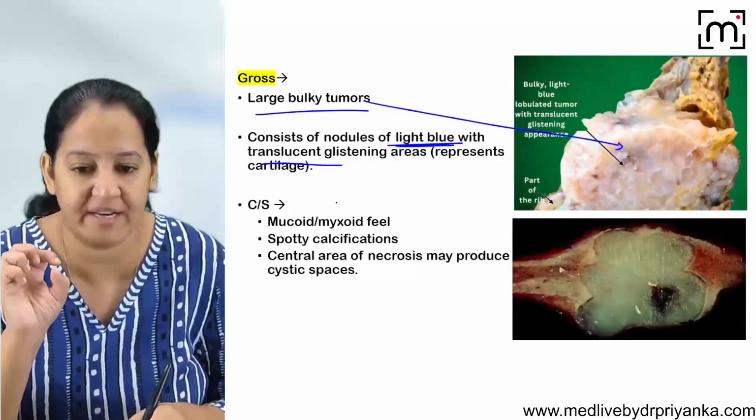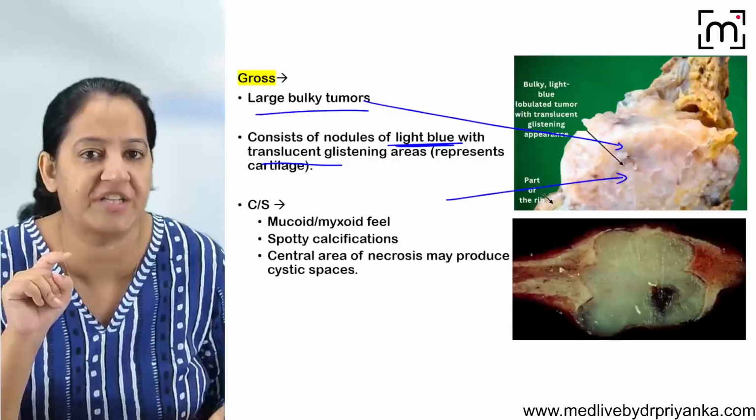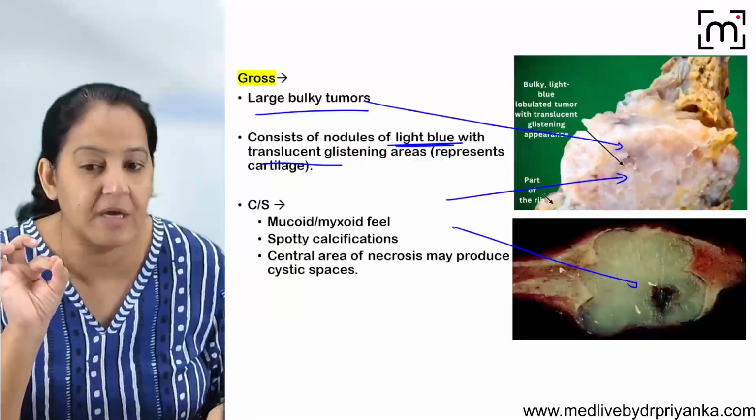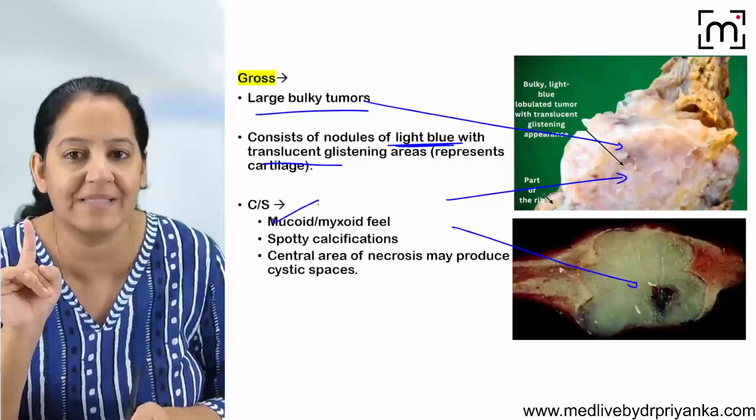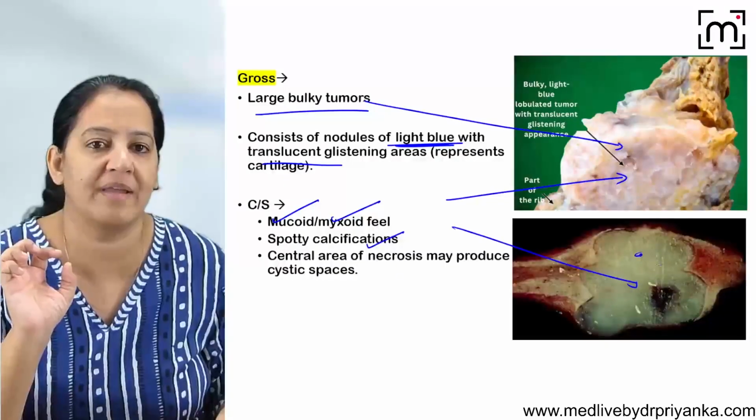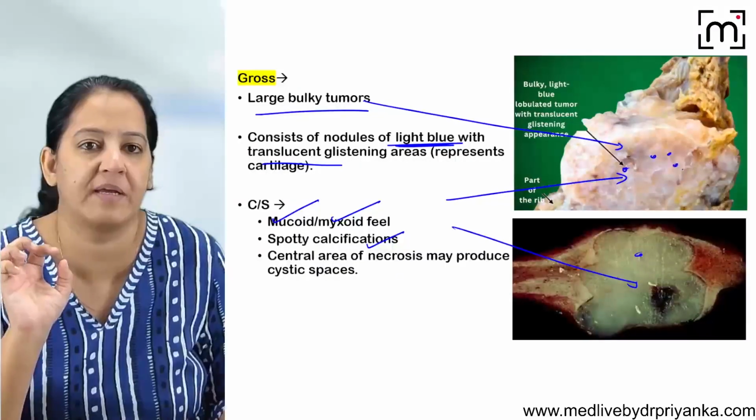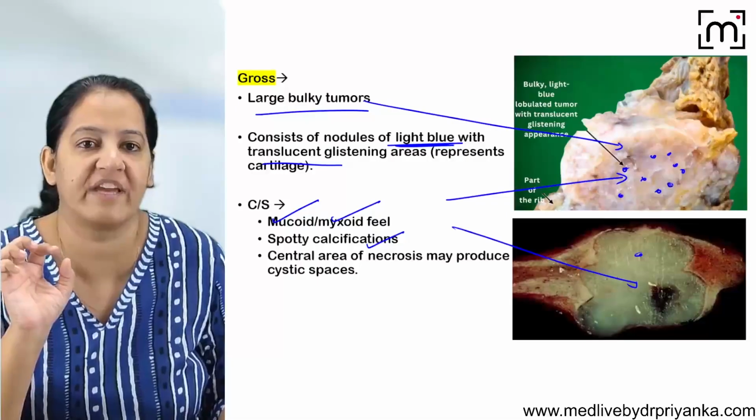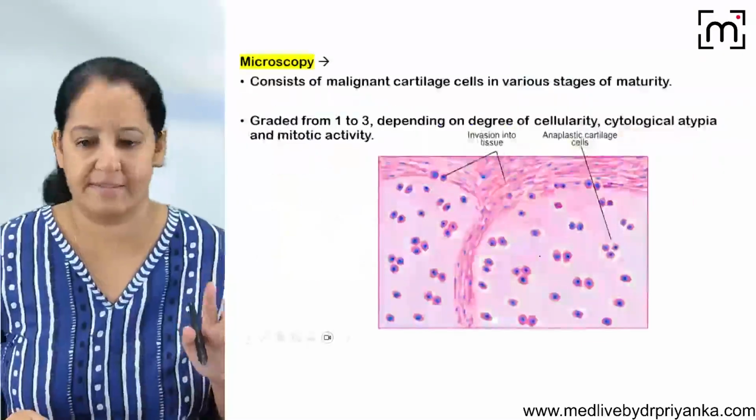How does the natural cartilage look like? It is having a bluish tinge. Appreciate this bluish translucent appearance. It's myxoid or mucoid. It is having spotty calcification. Small calcifications you can appreciate in between. The ring-like ossifications is there. So that is the gross appearance.